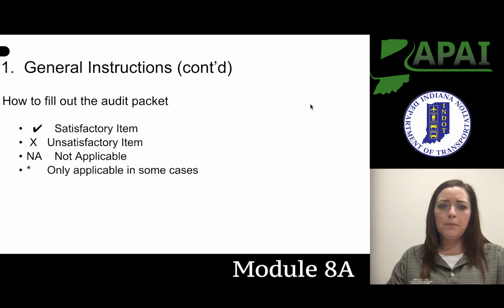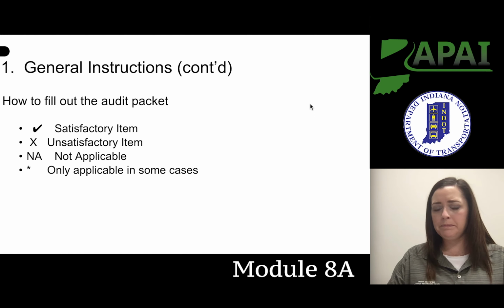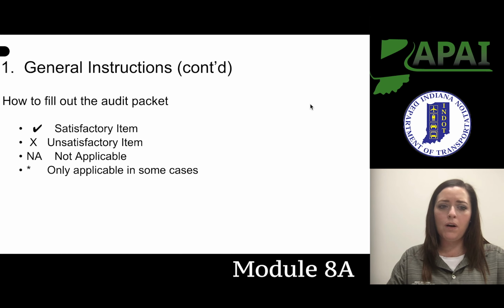When filling out the packet, there's really only a few marks. There's a check mark that shows a satisfactory item. If an item does not meet the requirements, it's marked with an X. And then there are some portions of the audit packet that have an asterisk by them. This is only applicable in some cases. If it is not applicable, then the audit person will just put NA for that particular item.